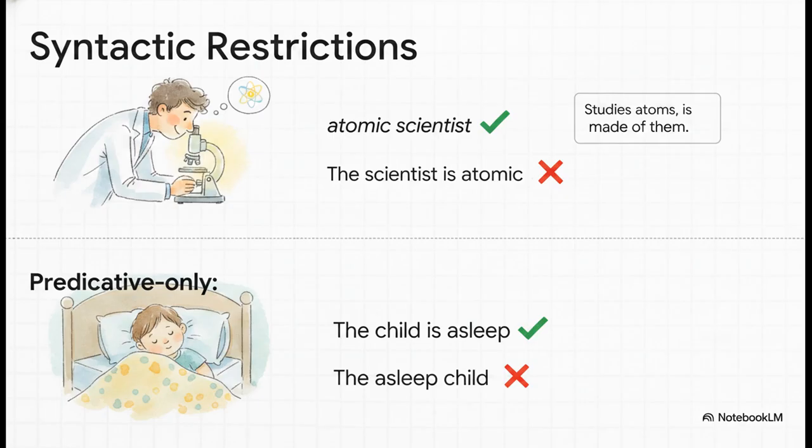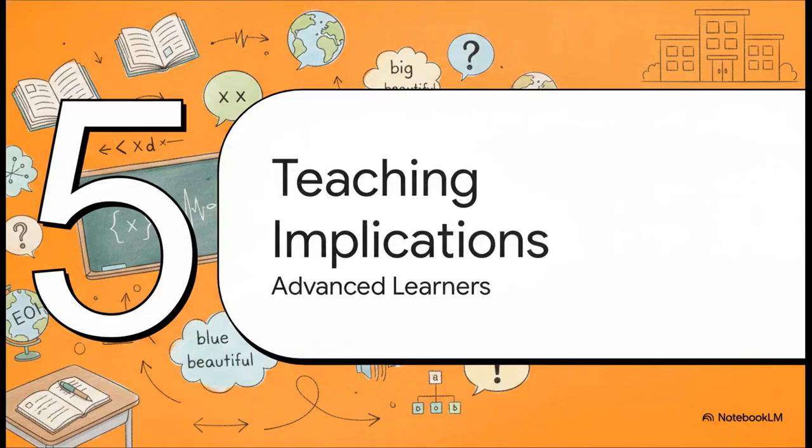Actually, here's a really cool historical side note. Many of these predicative-only adjectives begin with the letter A because they evolved from Old English prepositional phrases like on sleep, which eventually fused together to become the adjective asleep. How fascinating is that?